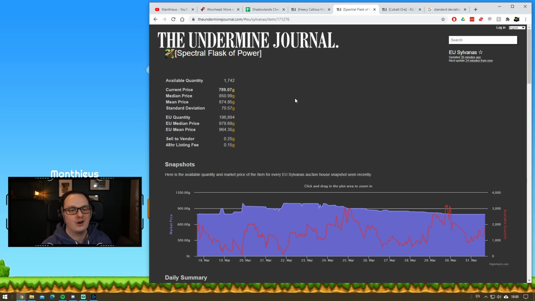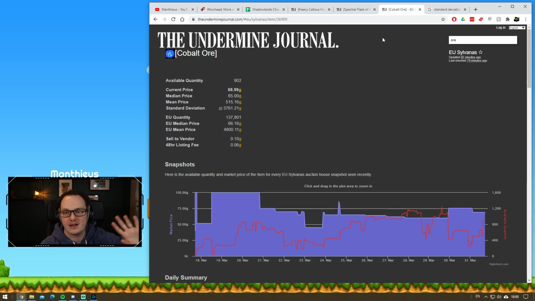What happens though when we look at a random old item? Let's look at Cobalt Ore. This one sprung out to me as doing some crazy things and would be in prime position for a dodgy clickbait YouTube video. And the reason I say that is because let's look at things like the current price. Current price, a single piece of Cobalt Ore is being listed for, let's just call it 70 gold.